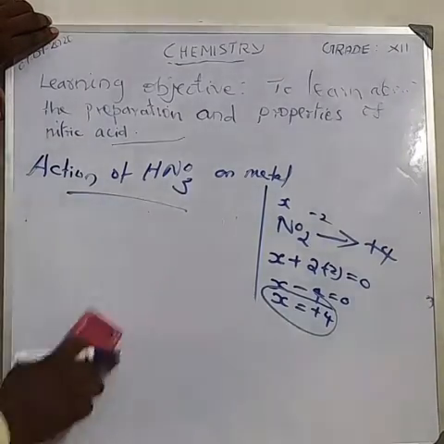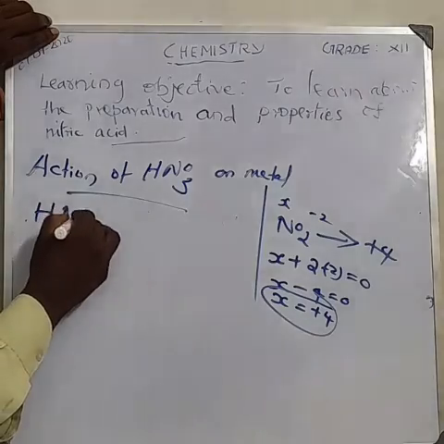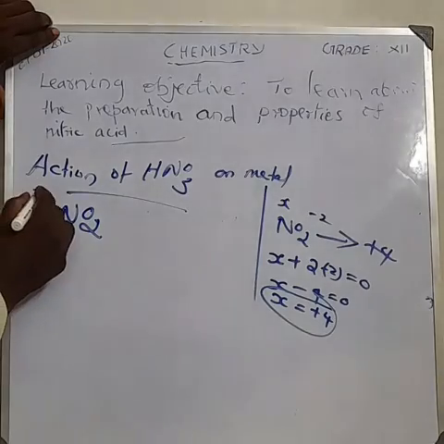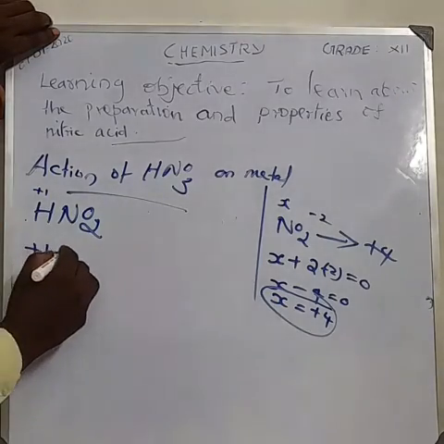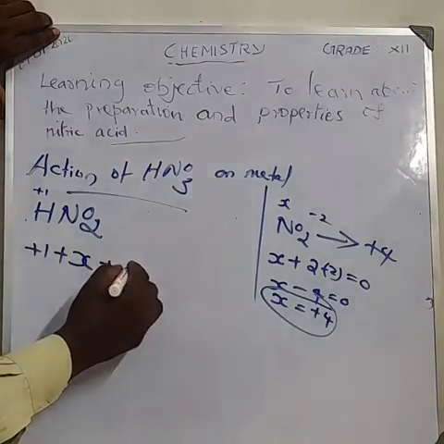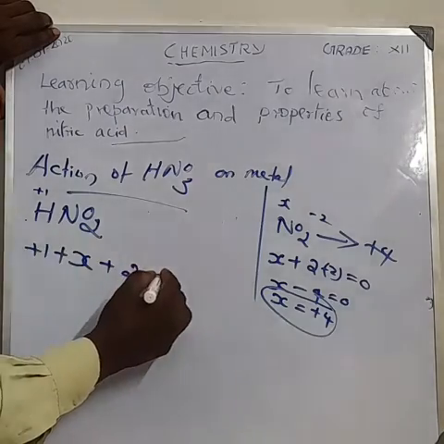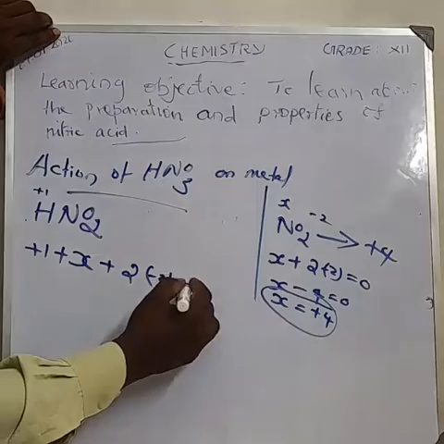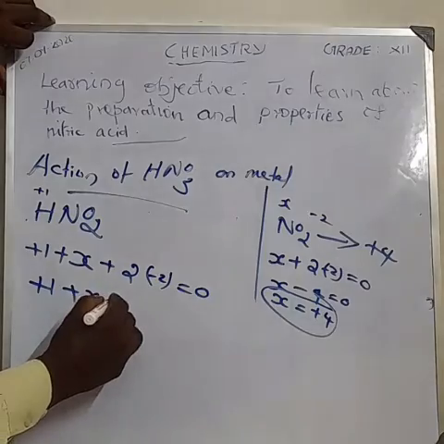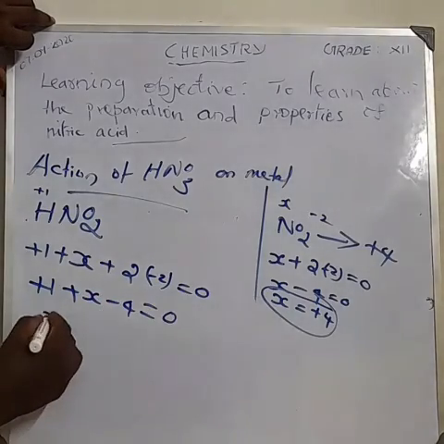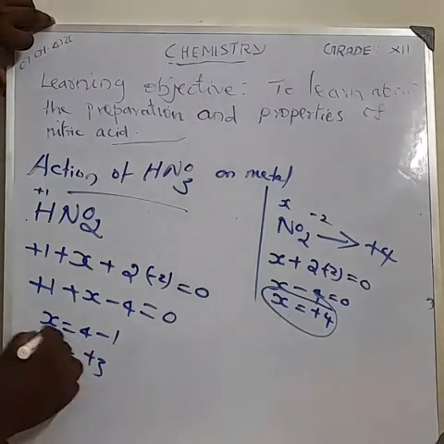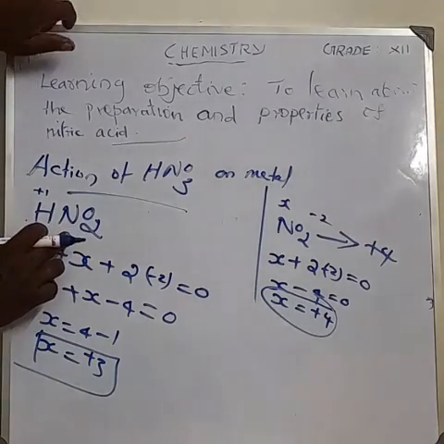What is the formula for nitrous acid? HNO2. How will you write the oxidation state? Hydrogen, I told you, is +1. Am I right? So +1 plus nitrogen taken as X plus oxygen. There are 2 oxygen, and 1 oxygen has a charge of -2. The whole compound has no charge, taken as 0. So +1 plus X minus 4 equals 0. So X equals 4 minus 1, X is +3. So the oxidation state of nitrogen in HNO2 is +3. Can you write?